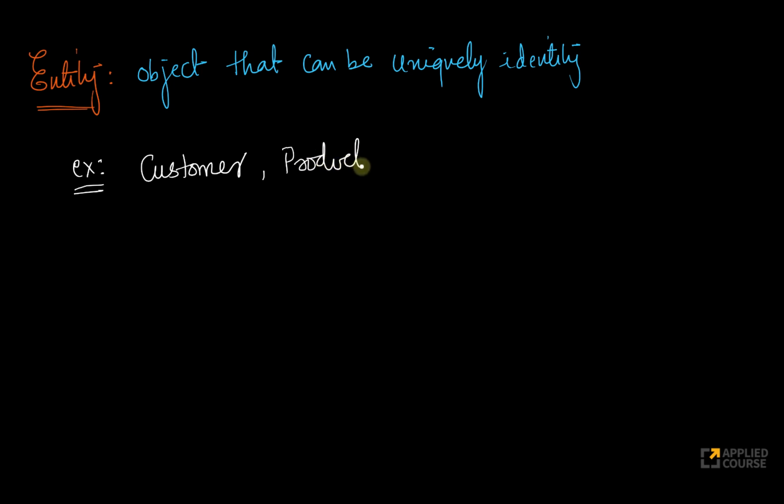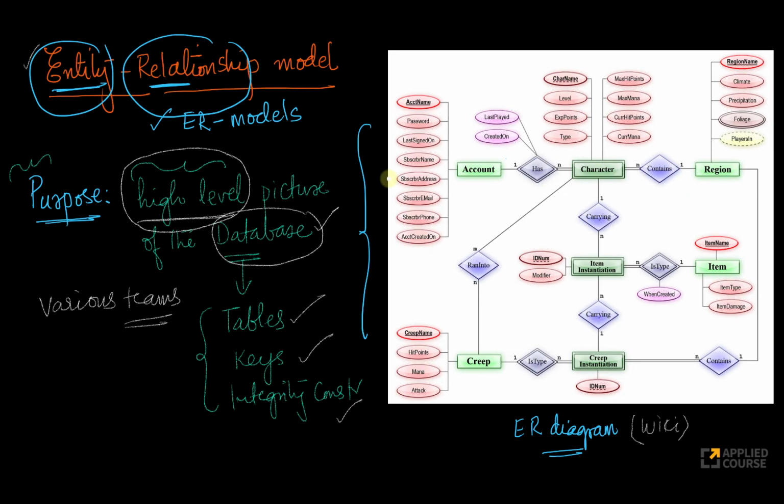A product is also an entity. One logical way of thinking about entities is as nouns in English. If you're comfortable with nouns and verbs in English, entities can be thought of as nouns. You can have a customer, you can have a product, and things like that. And typically entities are represented in your ER diagram. Look at this. In your ER diagram, entities are typically represented.